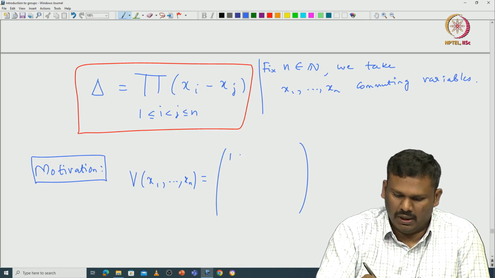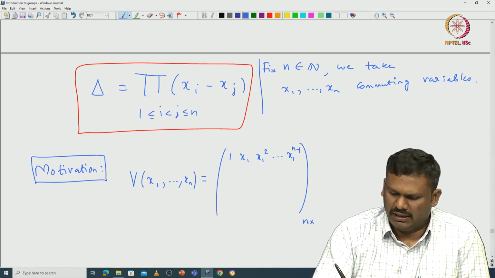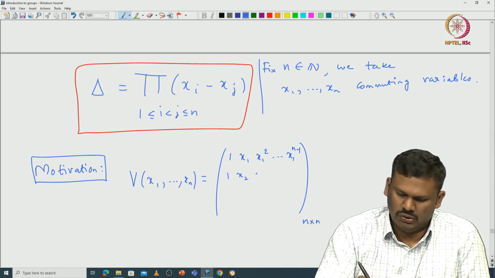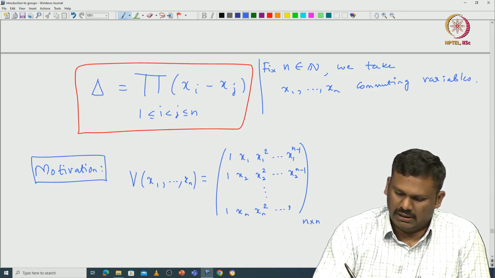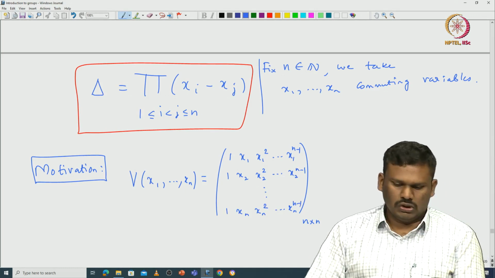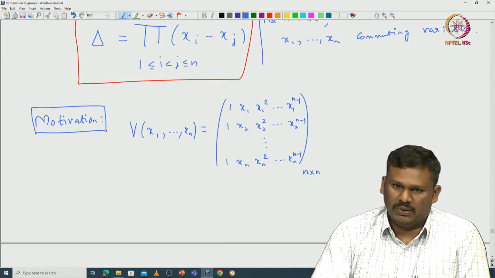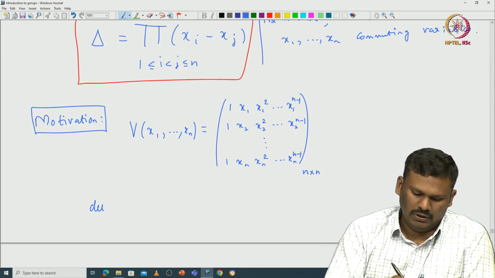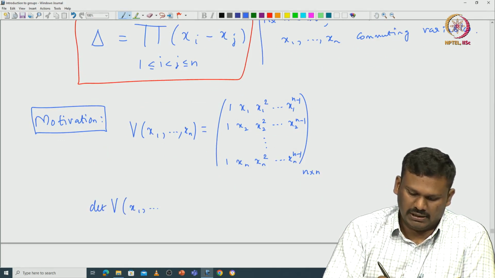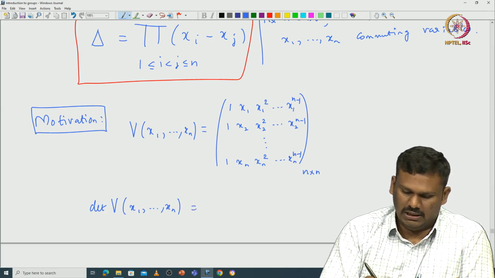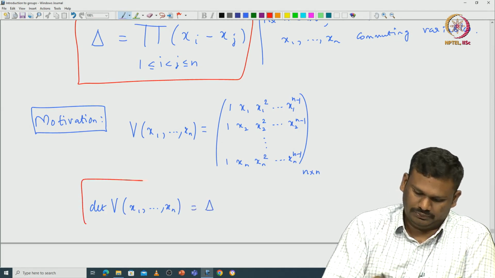You take 1, x_1, x_1 square etc. x_1 power n minus 1. This is an n by n matrix, and then 1, x_2, x_2 square etc. x_2 power n minus 1, and so on. The last row is 1, x_n, x_n square etc. x_n power n minus 1. So, this is your Vandermonde matrix. What one can prove, using properties of the determinant, is that the determinant of V of x_1 etc. x_n is exactly equal to delta.